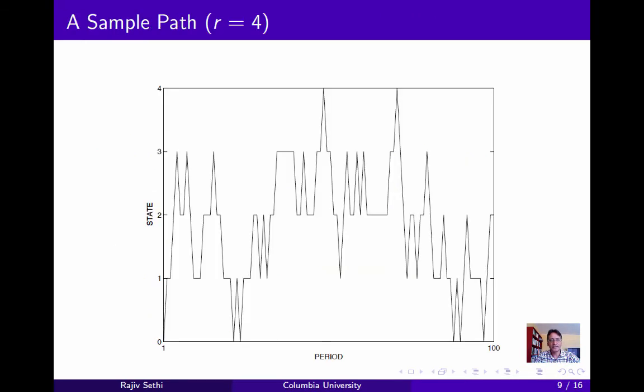Now what you see here is a sample path for this process when r is equal to 4, so you have 5 possible states. The initial state is 0, and the path taken by this process for the first 100 periods is simulated. We want to think about the frequency distribution that's generated from sample paths like this.